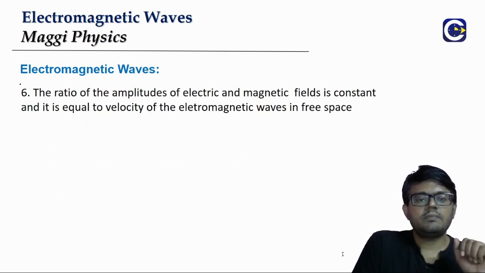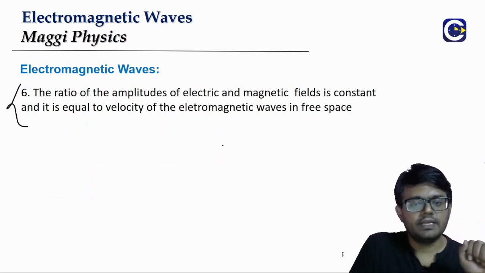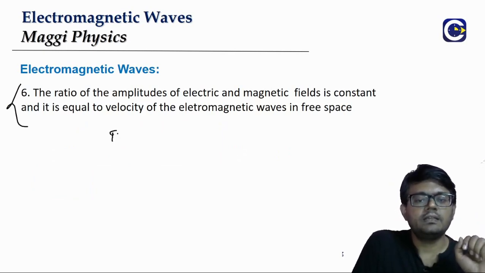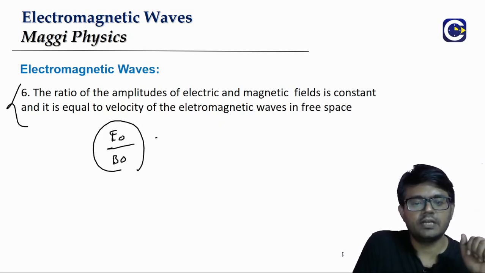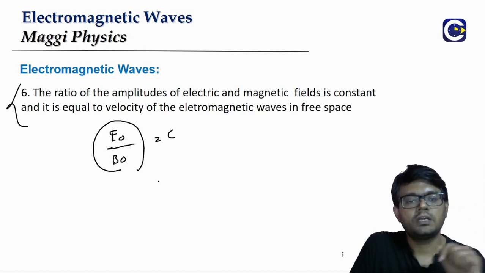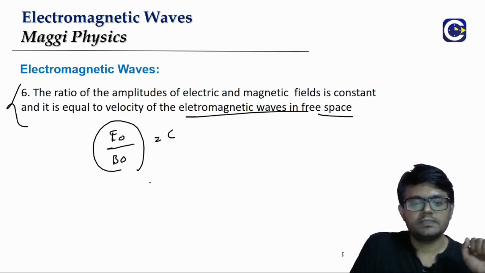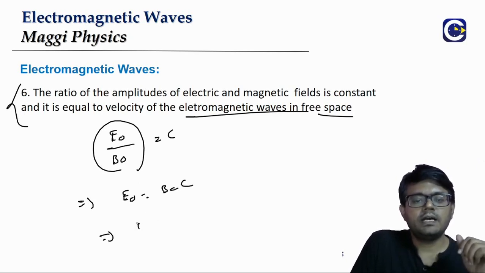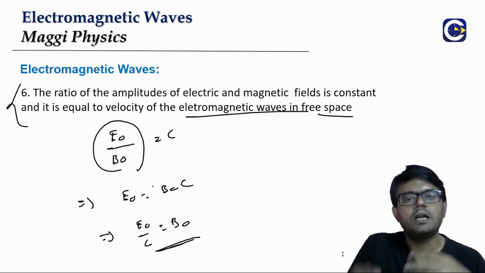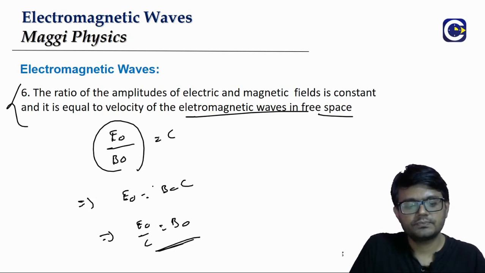Now if you look at a propagating electromagnetic wave, we have the amplitude of the electric field and the amplitude of the magnetic field. If you take their ratio, it will be the speed of the electromagnetic wave in vacuum or free space. From this we can make some readjustments. E0 is equal to B0 into C, and E0 by C is equal to B0. So we can have alternative expressions also.